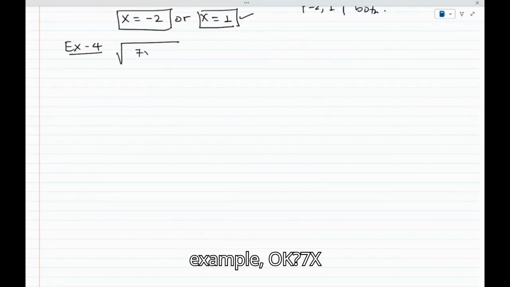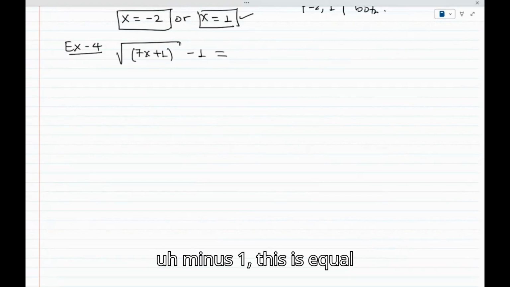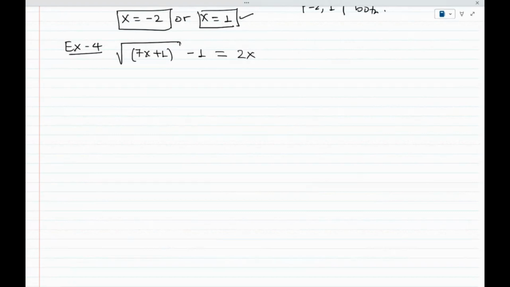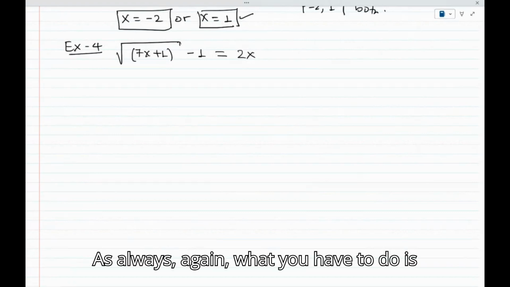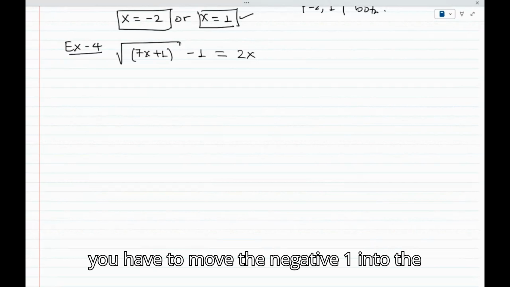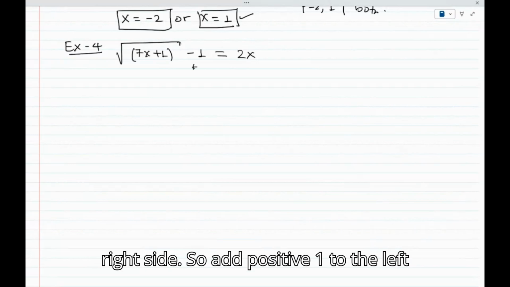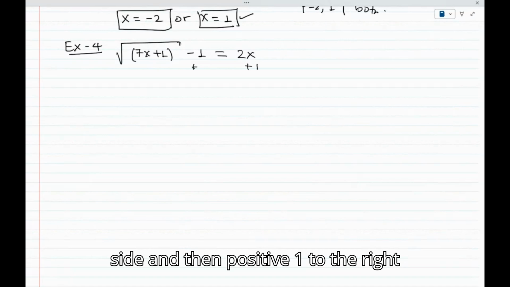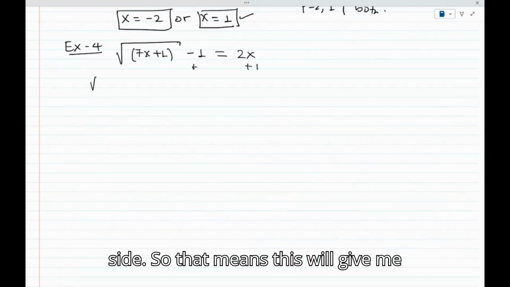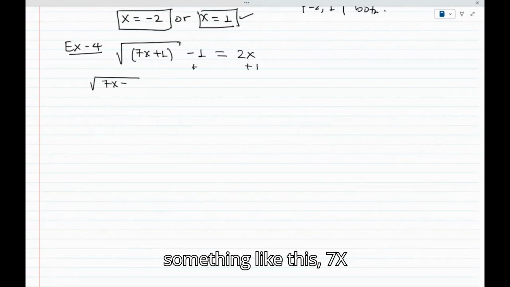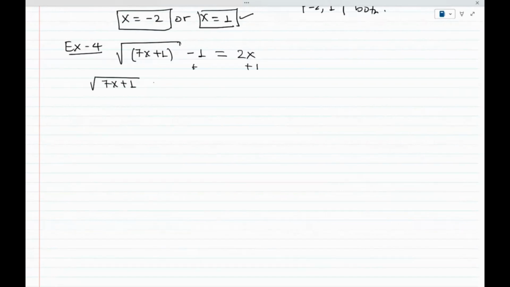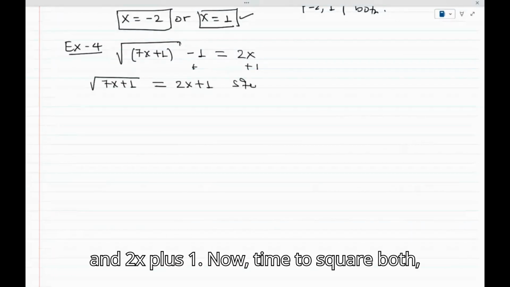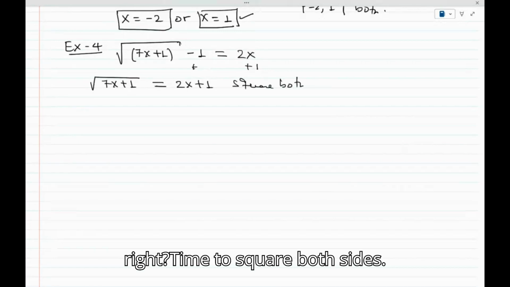The square root of 7x plus 1, minus 1, is equal to 2x. As always, you have to move the negative 1 to the right side. So add positive 1 to the left side and positive 1 to the right side. That gives me the square root of 7x plus 1 equals 2x plus 1. Now it's time to square both sides.